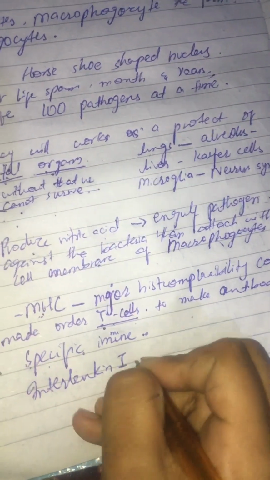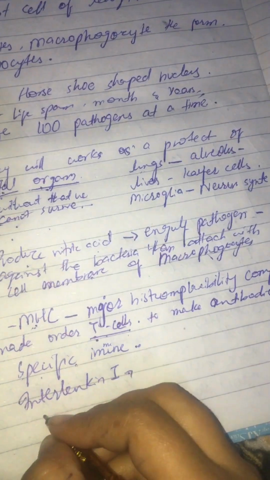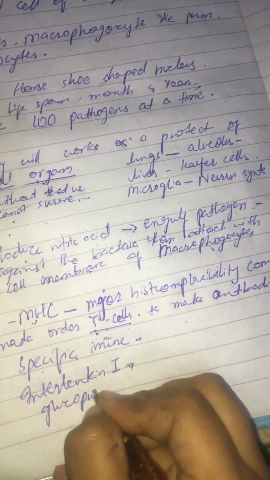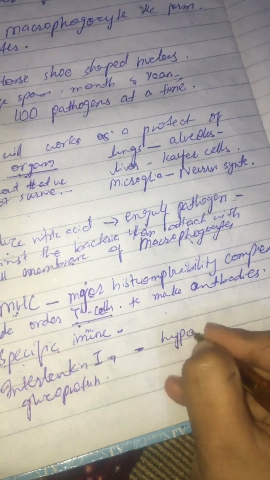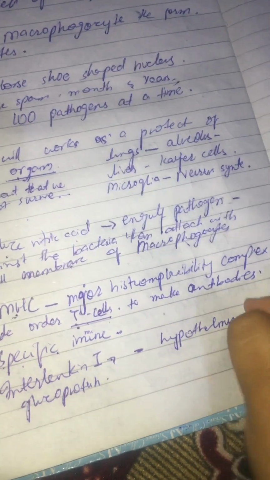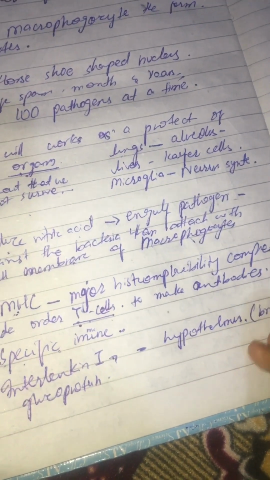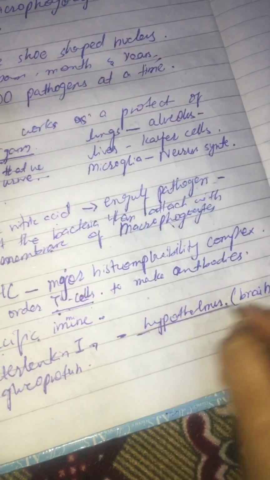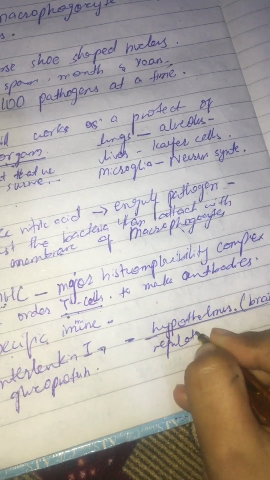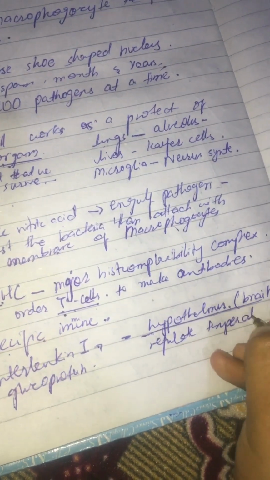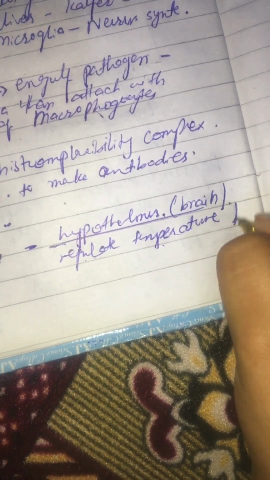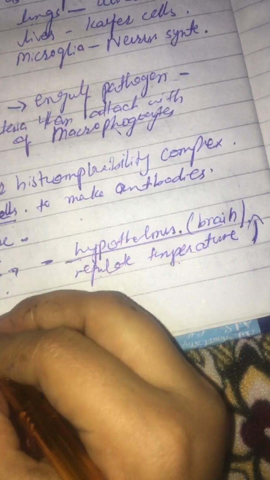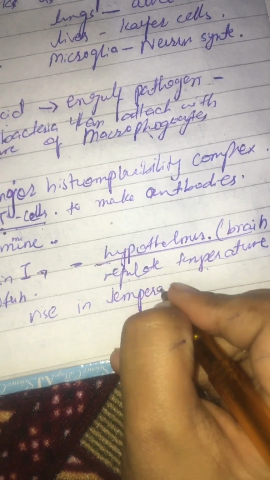Interleukin, now what is that? It is a glycoprotein, and it acts on the hypothalamus. Now what is the hypothalamus? It's a part of our brain which regulates temperature. So here temperature would be regulated, and if all of this process is working, there will be a rise in temperature, it will increase.